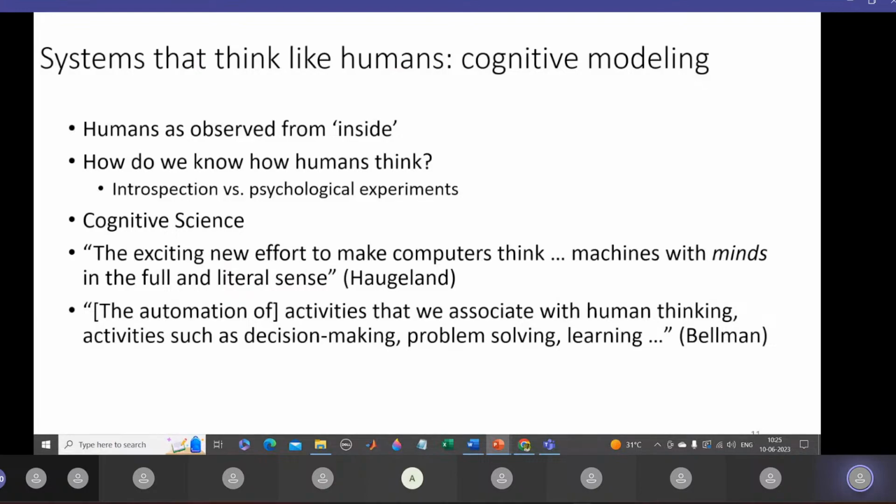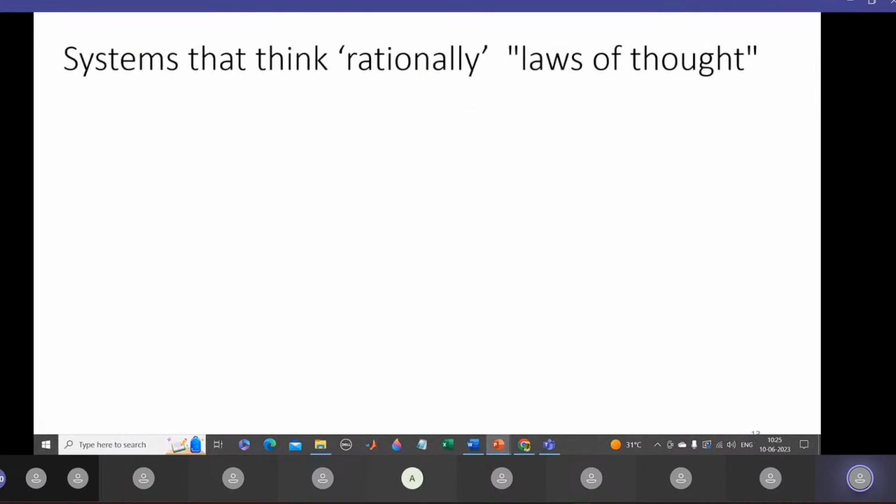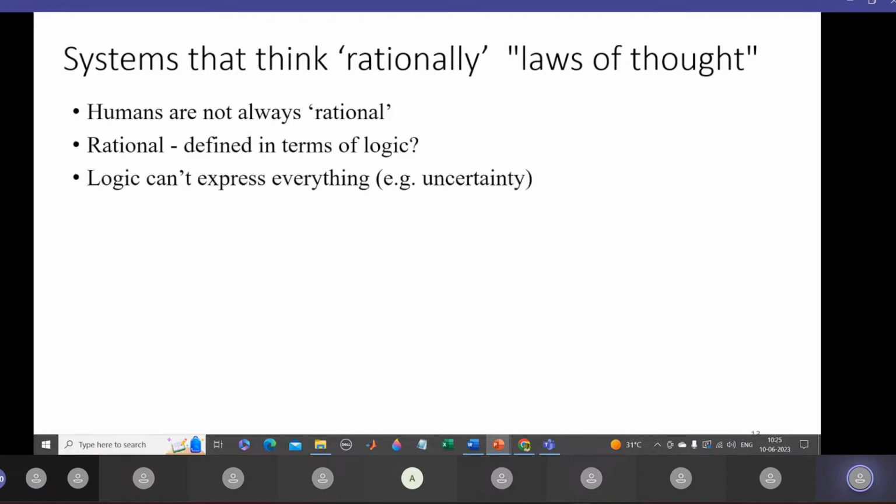And then how the system thinks rationally. This is the laws of thought. Humans are not always rational. They are not always right, either in logical thinking, that is why we say it is all human errors, right? Rational means defined in terms of logic.